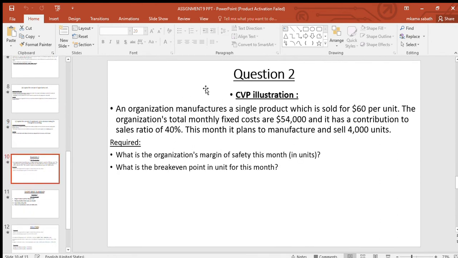Question 2. Question 2 here deals with a manufacturing organization, whereby we're supposed to know the single product which is sold for $60 per unit. The organization's monthly fixed costs are $54,000 and its contribution to sales ratio is 40%. This month it plans to manufacture and sell 4,000 units. What are we required to do? We're required to find the organization's margin of safety for the given month. What is the break-even point in units for this month?